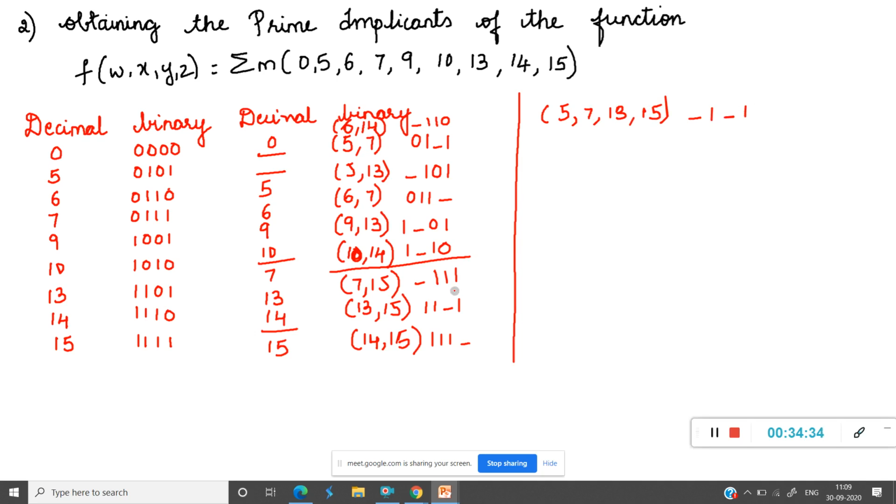Okay, students. Next, can I compare 6, 7, 14, 15? 6, 7 is last bit dash, 14, 15 is last bit dash. It is differing in the first bit: 6, 7 is 0, 14, 15 is 1. So dash, 1, 1, dash. That is 6, 7, 14, 15. So it is dash 1 1 dash.